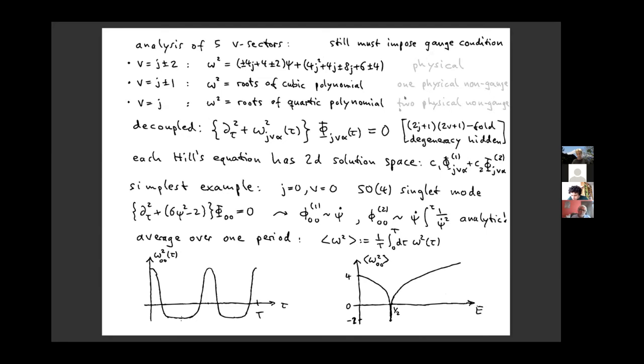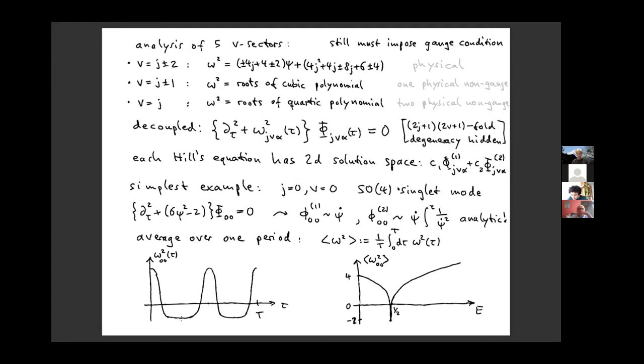So we end up with a number of physical fluctuation modes, omega, labeled by J, V, and some degeneracy index, and they're still functions of tau because they depend on the background function psi, which labels the time-dependent background solution. So we have to solve Hill's equation, and Hill's equation has a 2-dimensional solution space, but it's very difficult for an arbitrary time-dependent function.